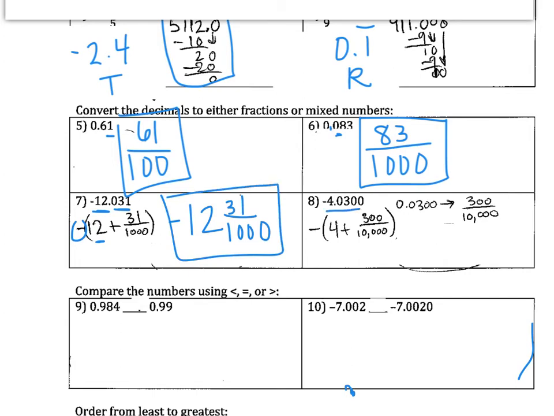This number right here, the first thing that we're going to do is we are going to turn this decimal into a fraction. The last 0 is in the 10,000ths place. And we need to make sure we attach our negative. So the final answer is going to be negative 4 and 310,000ths.